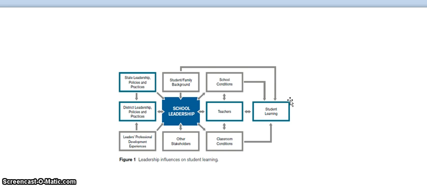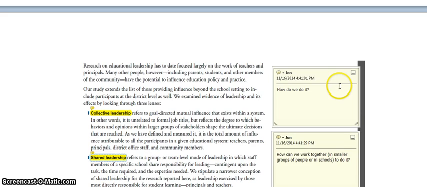What I want to first point out is that the article starts out talking about 4 direct influences that impact student learning versus the indirect. The direct ones are the student and family background, the school conditions, the teachers, imagine that, and then the classroom conditions, all having direct impacts on student learning, whereas all these other individuals have indirect impacts on the student learning process. I thought that was an interesting point to put out there, the direct versus indirect components.